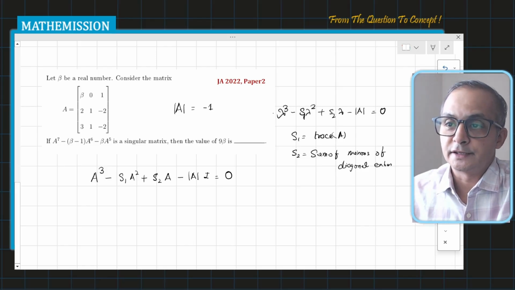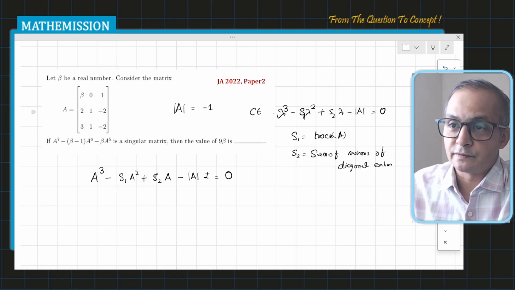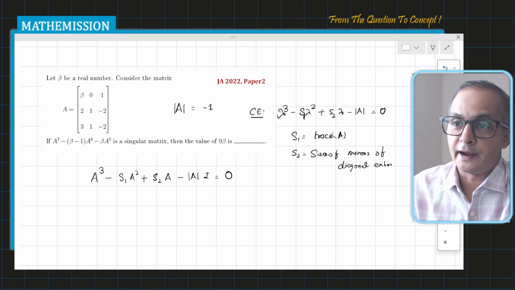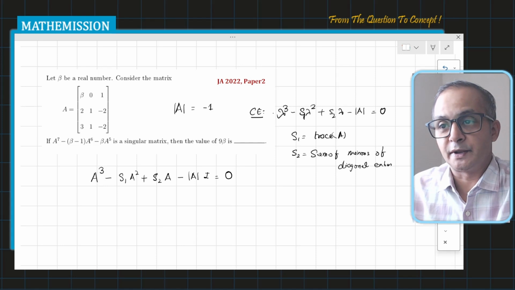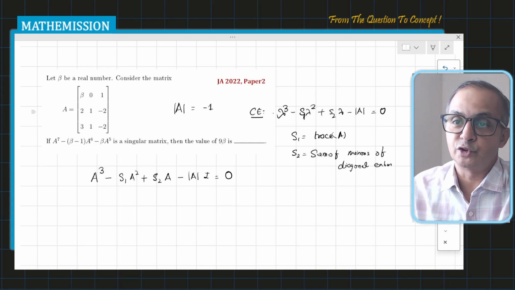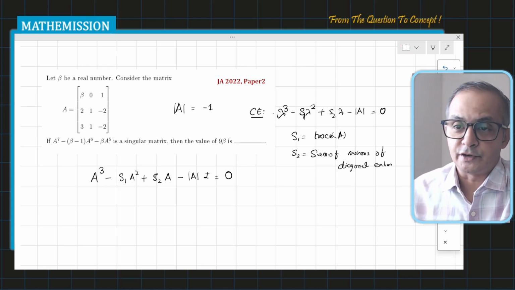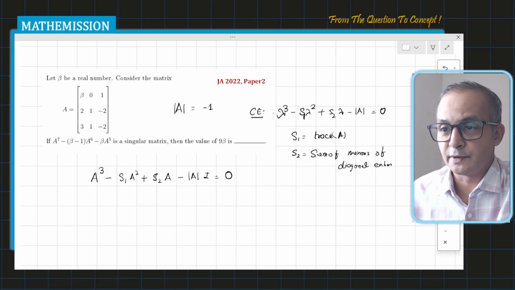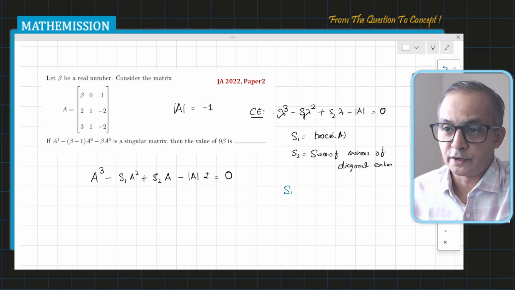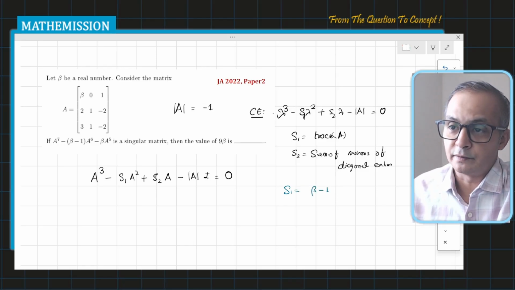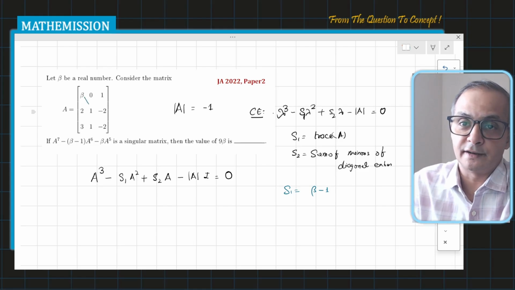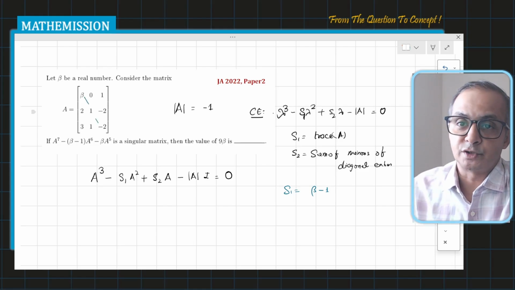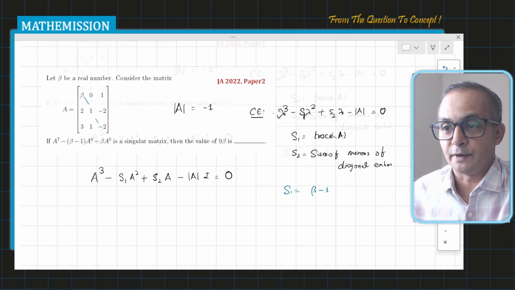So this is our characteristic equation, and in the place of lambda we can substitute a. Now our task is to find S1 and S2, because the determinant of A I already know. So what is S1? The trace of the matrix, that is beta minus 1, because trace means the sum of the diagonal entries. So beta plus 1 and minus 2, that will give you beta minus 1.